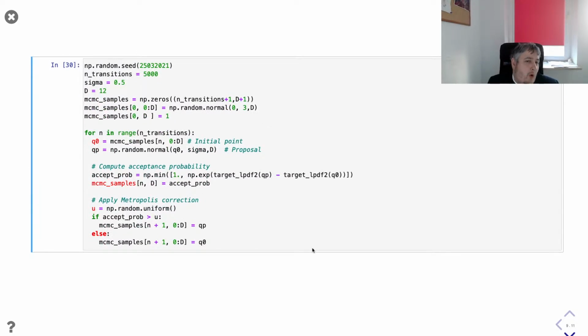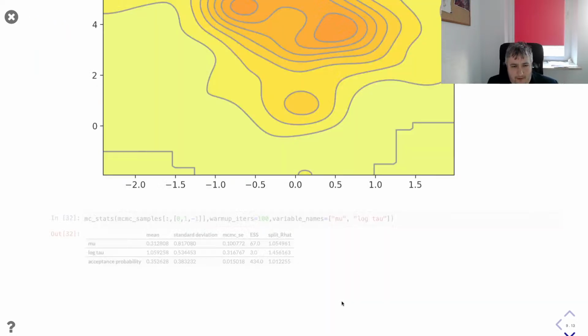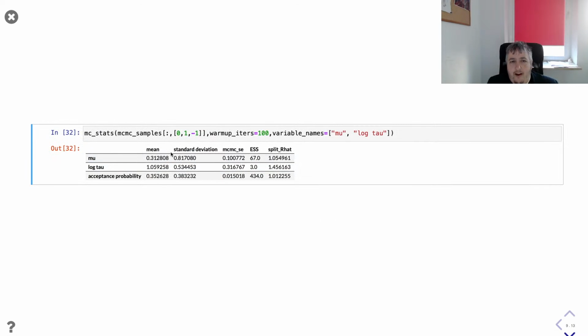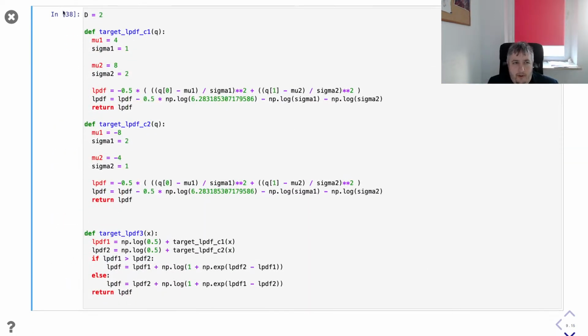But the Metropolis algorithm works exactly the same. We just need to provide it with a computation of the logarithm of the desired probability function, and the estimates do not look very nice. We can see that our variables have large standard errors. You can see a very small estimated sample size. And we can see that our estimators do not converge, and this is caused by the complicated geometry.